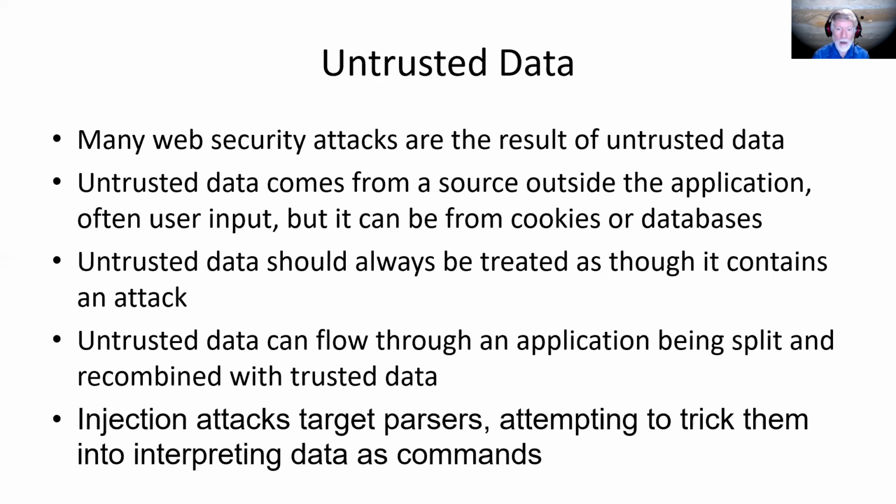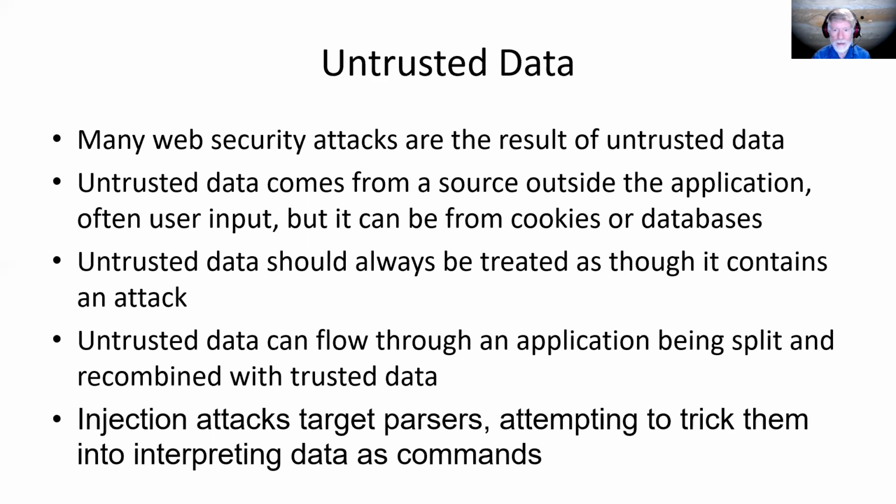And untrusted data can move through applications. So it can be split into pieces, stored in separate strings or numbers, and then combined into different forms with trusted information to come up with some value, which still is untrusted. Basically, untrusted data combined with trusted data results in untrusted data. Adding trusted data to it does not clean it, it just makes everything dirty. And so basically the whole flaw of untrusted data is that you try to get some interpreter, a JavaScript interpreter or some interpretive system, to interpret the data as commands. And that's the big problem with untrusted data.